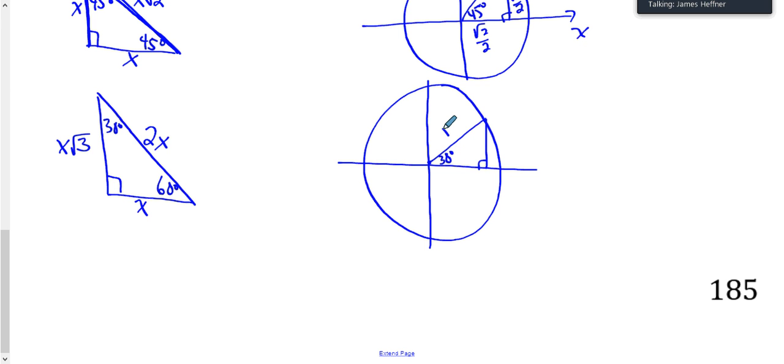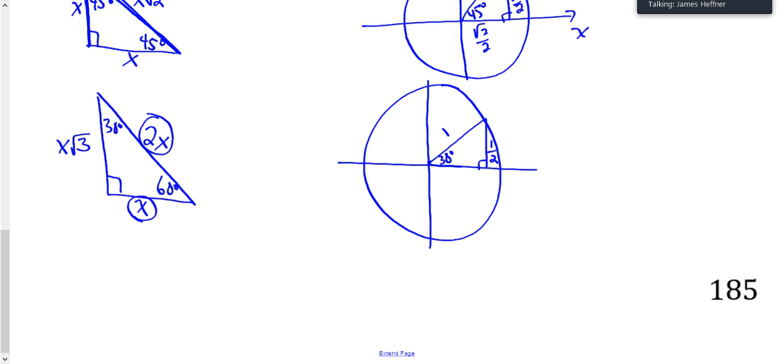The hypotenuse is twice the short leg. So if the hypotenuse is 1, what's the length of the short leg? Just half. Half, right? Because 1 has to be twice that. You with me? So that's 1/2.